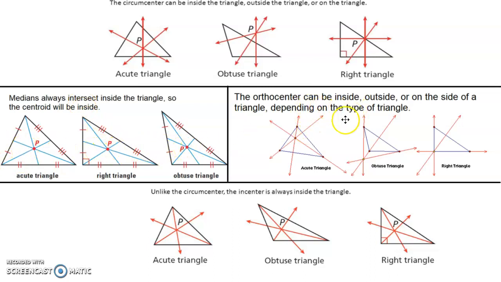For the orthocenter, it could be inside, outside, or on the side of the triangle, depending on the type. If it's an acute triangle, it's definitely going to be inside.